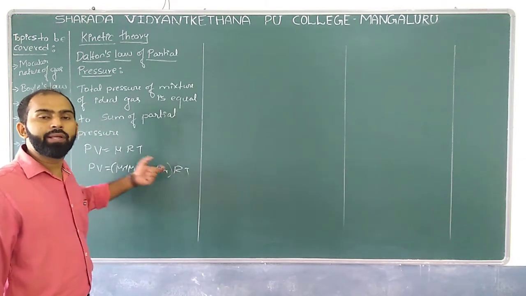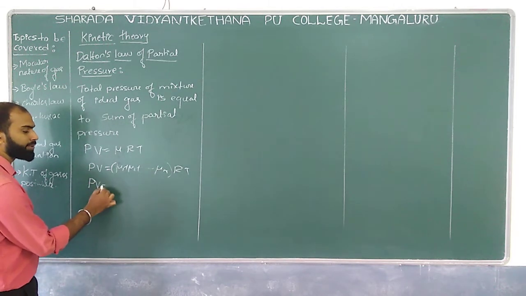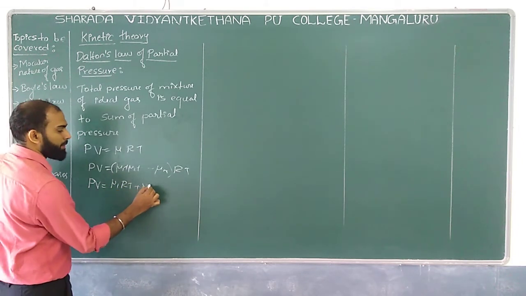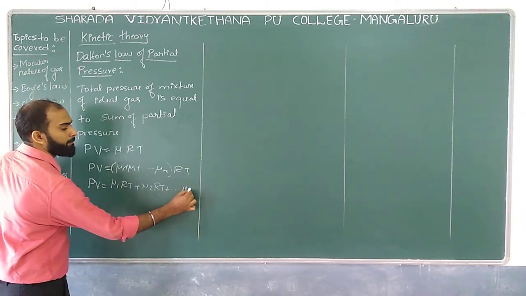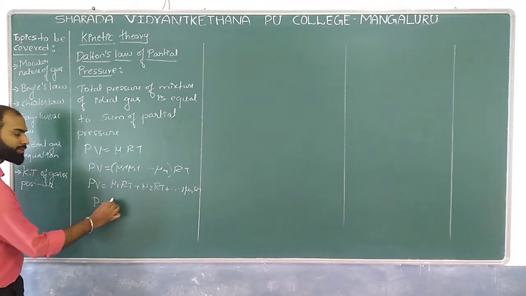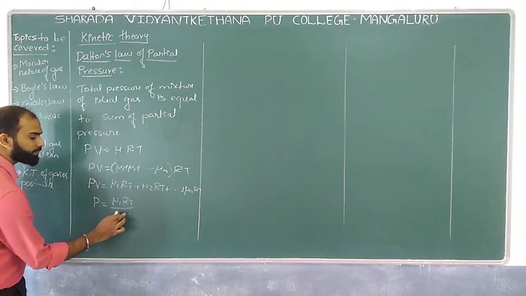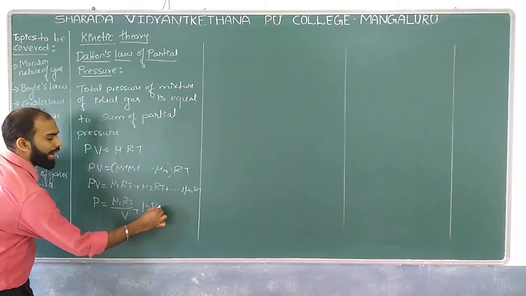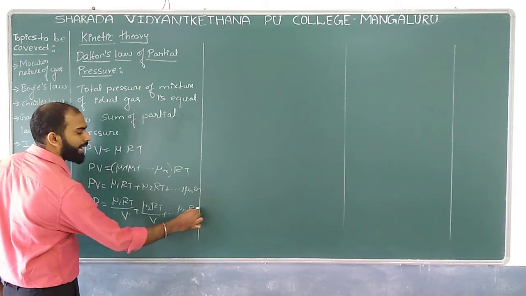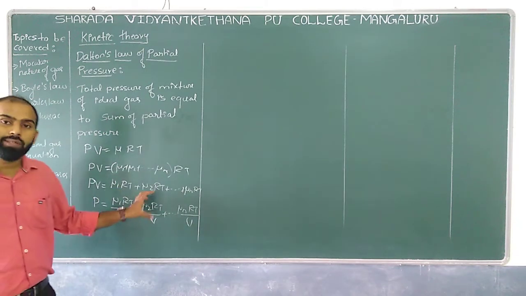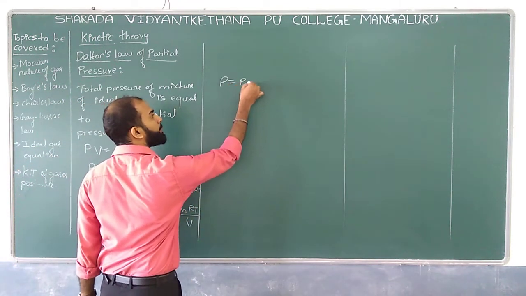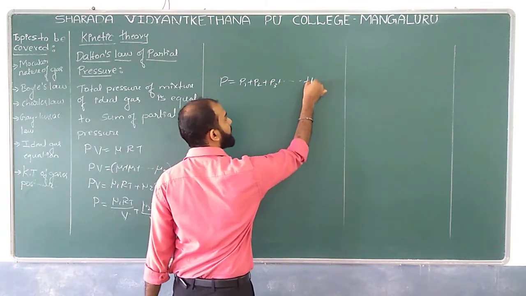Now, if I multiply R and T inside the bracket, what happens? Can I write it like PV equal to mu1 RT plus mu2 RT so on up to mu n RT? Now you bring V to the other side with respect to P, which means the total pressure is equal to mu1 RT divided by V plus mu2 RT divided by V, so on up to mu n RT divided by V. And don't you think each individual quantity is an individual pressure? So P equals P1 plus P2 plus P3, so on up to Pn, I can write.